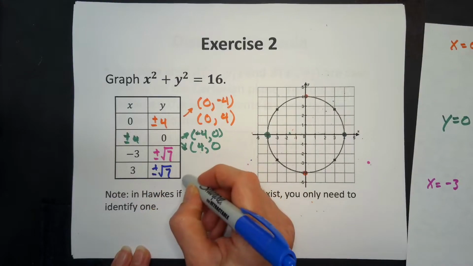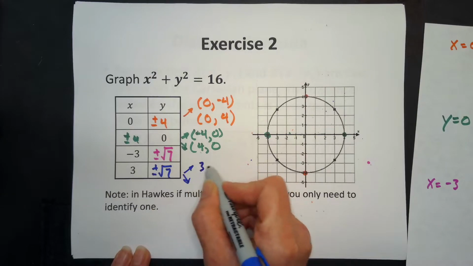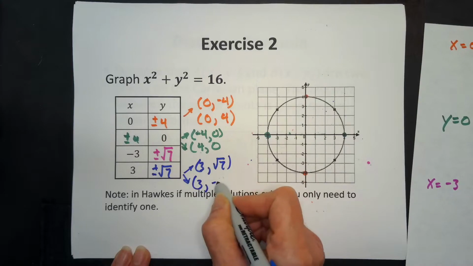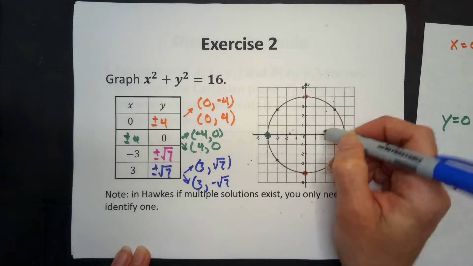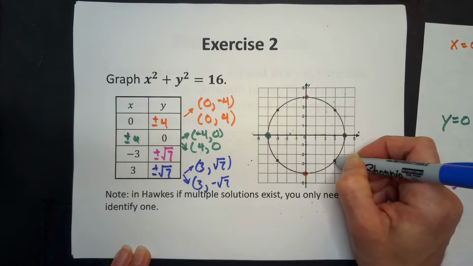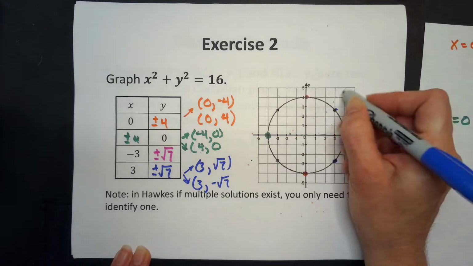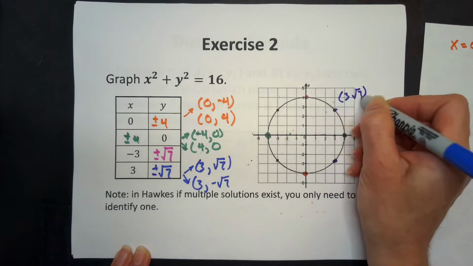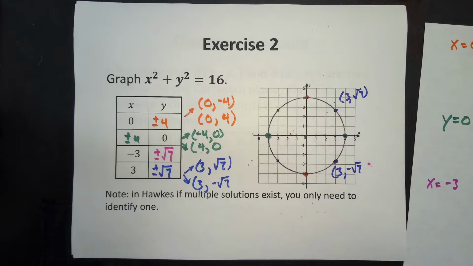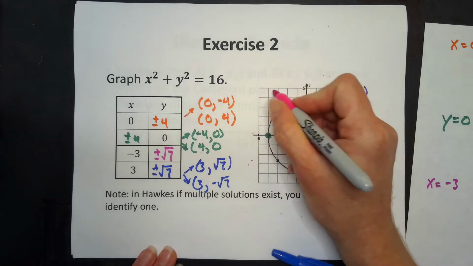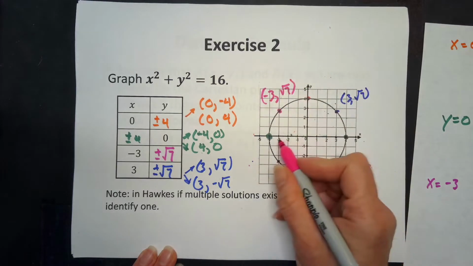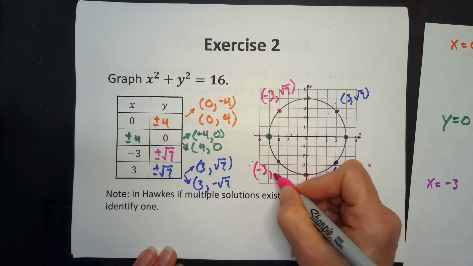And so this is plus or minus the square root of 7 as well. And once again, you can write these as 2 points. This would be (3, square root of 7) and (3, negative square root of 7). For the blue points here, this would be 3, positive square root of 7 up top. This would be 3, negative square root of 7 in the bottom. And negative 3, square root of 7. And this would be negative 3, negative square root of 7 down.